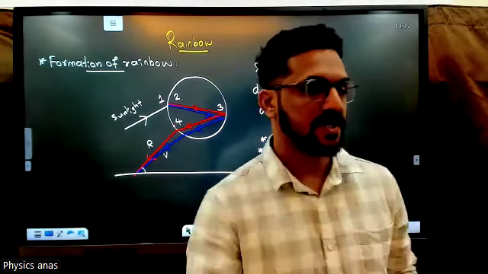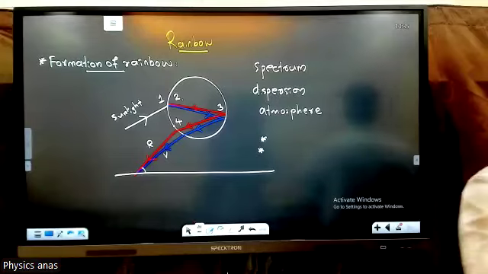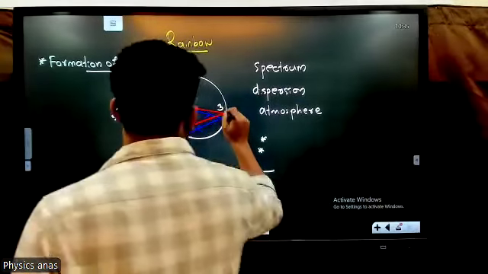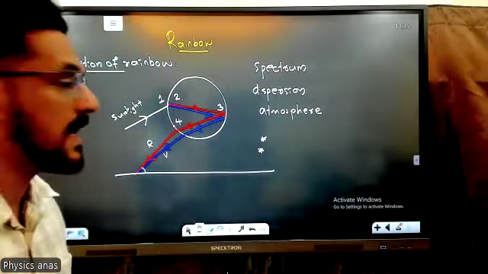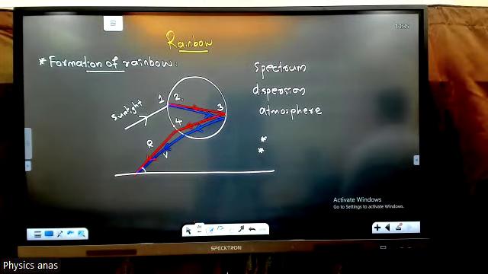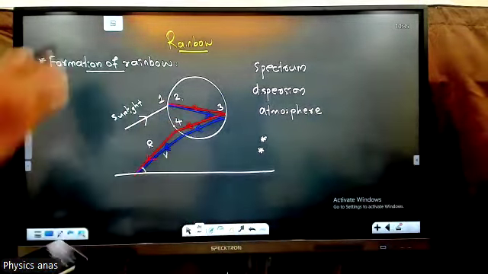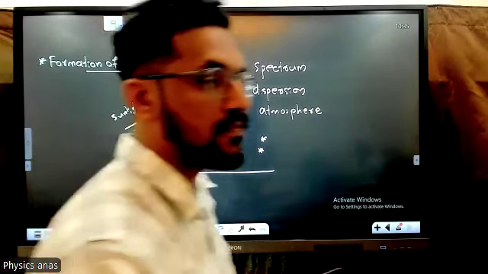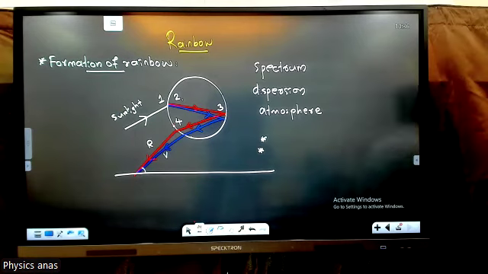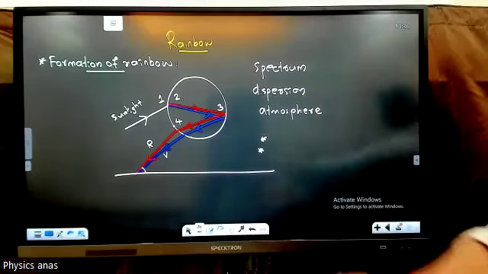Then it gets internally reflected. And finally refracted again. Then it gets internally reflected and finally refracted again.